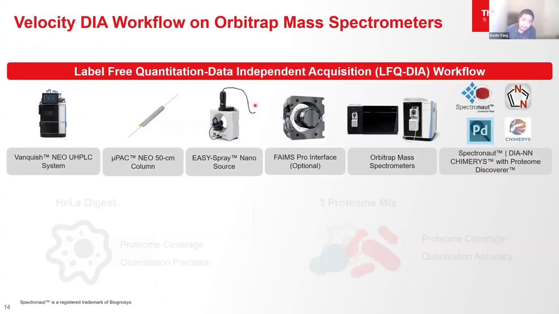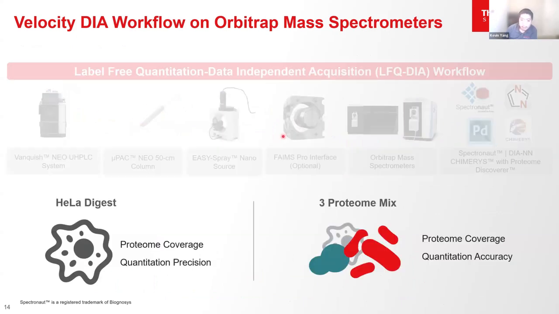So this is the entire LFQ DIA workflow we would like to present to you today. And we always evaluate our workflow using different samples. One is the HeLa digest. This is the gold standard most people are using. So we inject 200 nanogram of HeLa digest. That gives us the idea of the protein coverage and also the quantitation precision between different technical replicates.